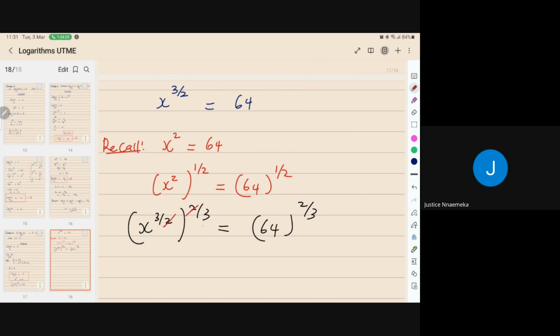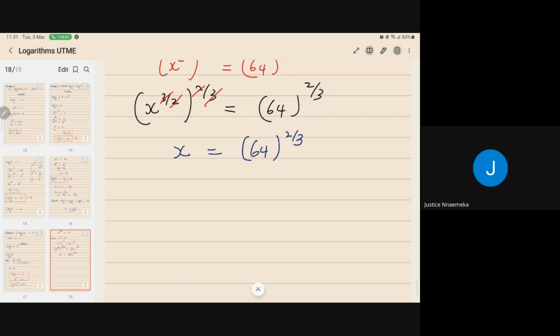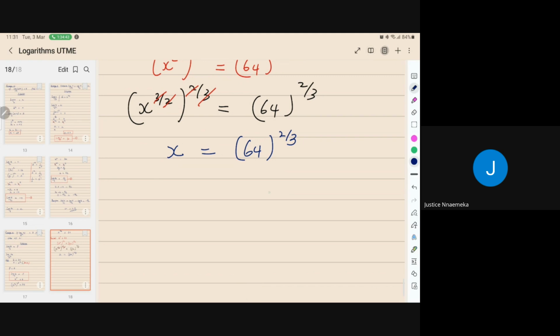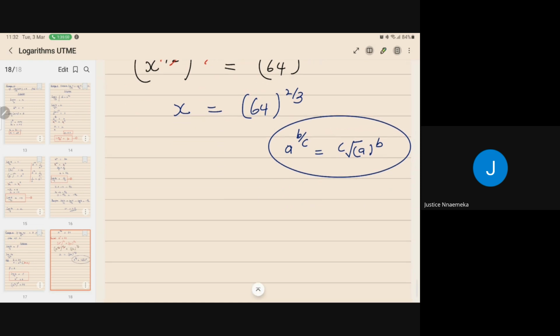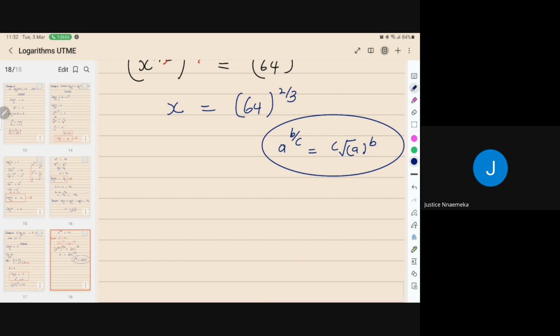When that happens, why did I do that? So that 2 can cancel 2, 3 can cancel 3. I'm now left with what? I'm left with x is equal to 64 to the power of what? 2 over 3. Remember your fractional power law. Fractional power law says that if I have something like a^(b/c), it is equal to the c-th root of a, to the power of what? Of b. Remember your fractional power law. That's why you cannot separate indices from logarithm. If you are good with indices, automatically you should be good with logarithms.